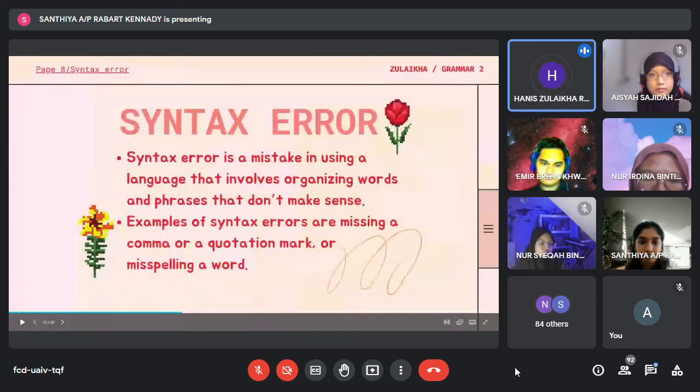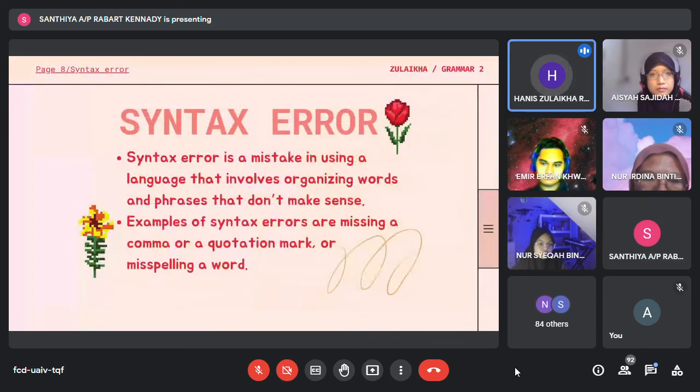Okay. So now I'll continue with the next grammatical error, which is syntax error. So what is syntax error? Syntax error is a mistake in using a language that involves organizing words and phrases that don't make sense. Examples of syntax errors are missing a comma or a quotation mark or misspelling a word. Next slide, please.